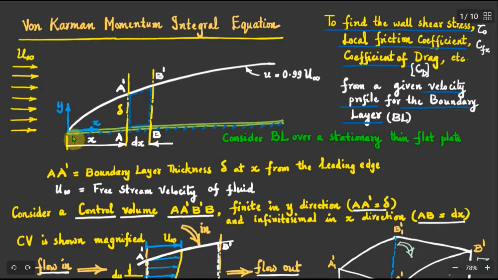Now consider a flat, thin stationary plate over which flow of a fluid with free stream velocity u infinity occurs. This is unobstructed flow velocity u infinity. We know that in the vicinity of the stationary solid boundary, the flow pattern gets modified. In a narrow region in the vicinity of the stationary solid surface, there will be large velocity gradients, and this narrow region is referred to as boundary layer.